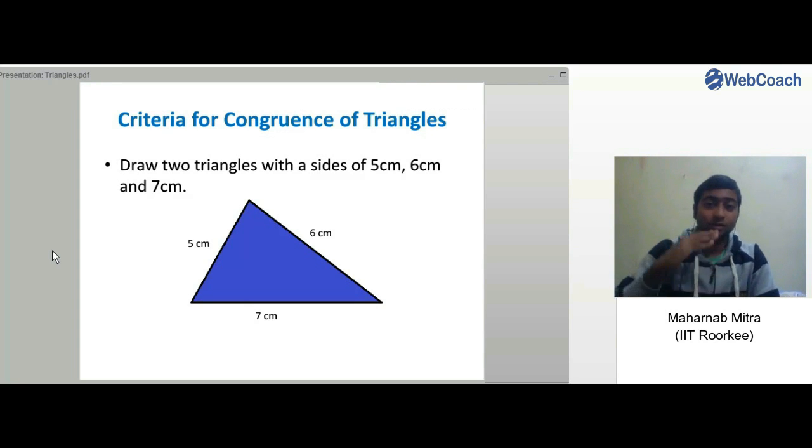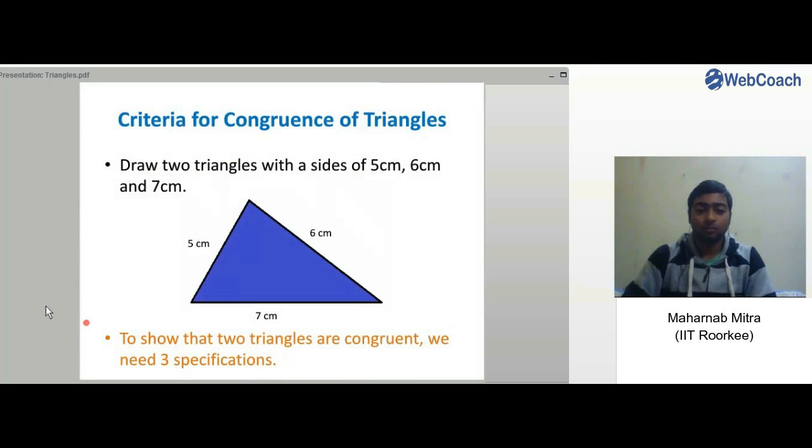So you can see, for telling two triangles to be congruent, we need at least three criteria or three specifications, right? So to show that two triangles are congruent, we need three specifications, like either three sides or two sides and one angle, or two angles and one side, right?